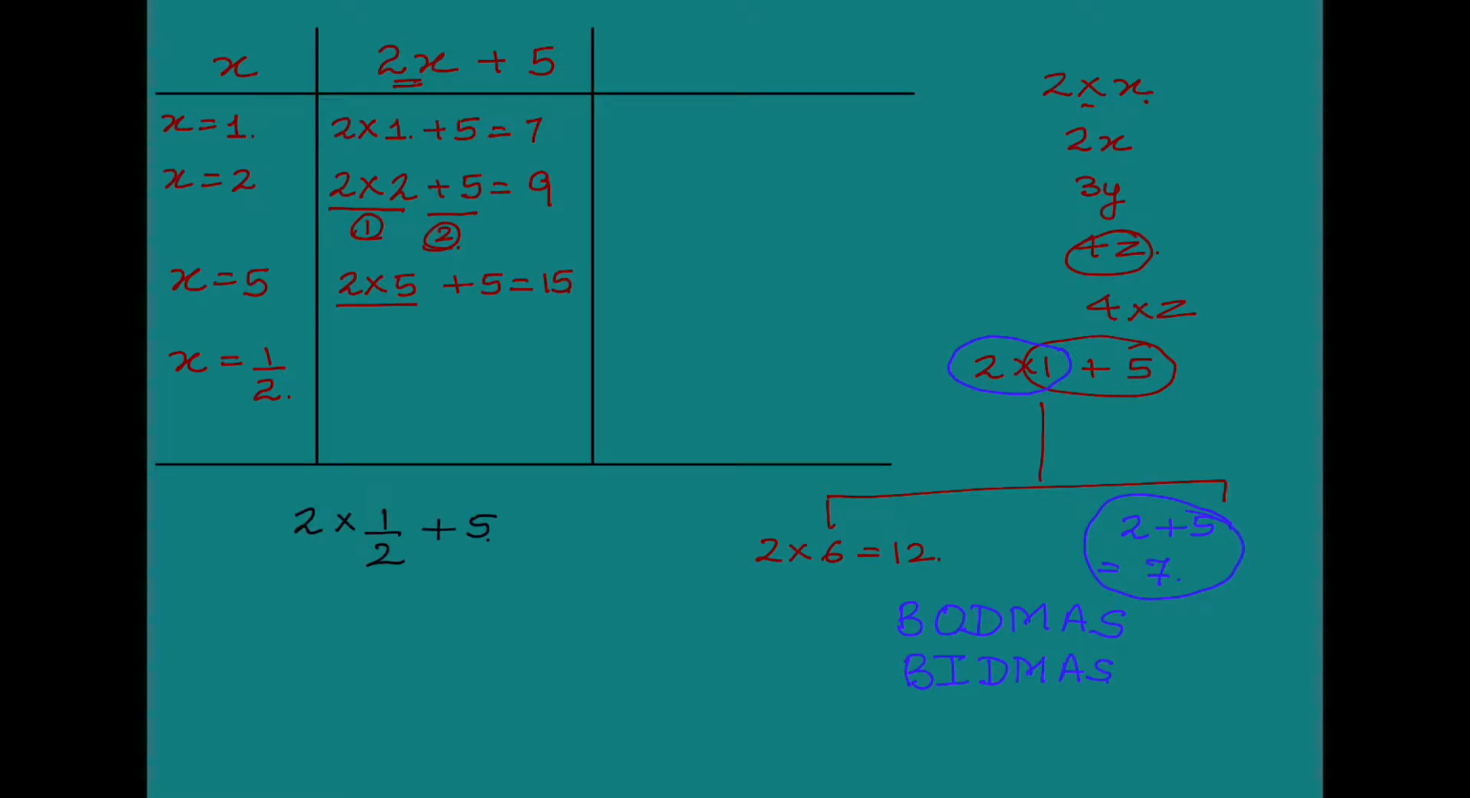So you can either consider it as dividing by 2 or multiplying by 1 by 2. So that means when you take half of 2, what do you get? 2 divided by 2 gives you 1, plus 5, again a 6. So we have here 2 times 1 by 2 plus 5 is 6.